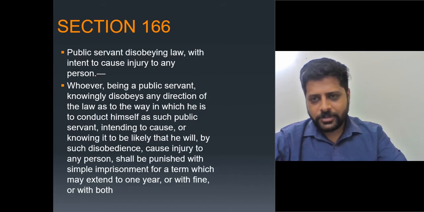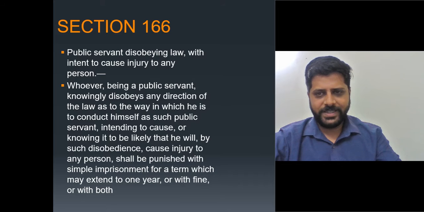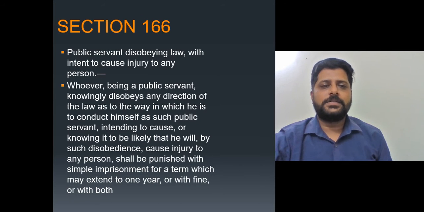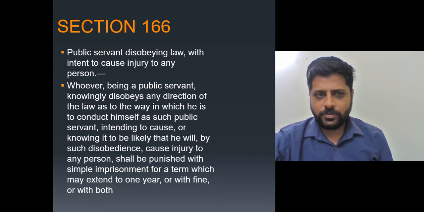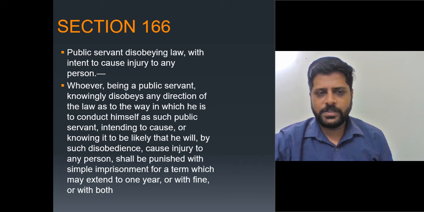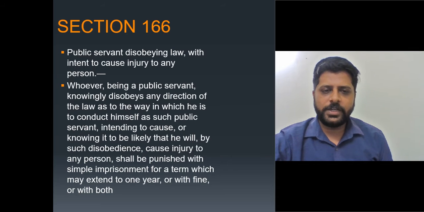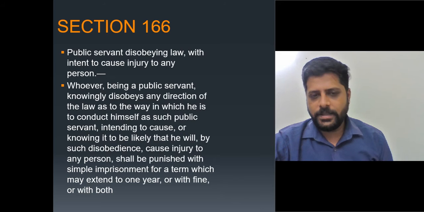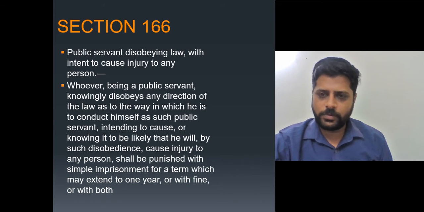Offences relating to public servants start from section 150 to section 166. Section 166 says that a public servant disobeying law with intent to cause injury to any person. It says that whoever, being a public servant, knowingly disobeys any direction of the law as to the way in which he is to conduct himself as such public servant, intending to cause or knowing it to be likely that he will by that disobedience cause injury to any person, shall be punished with simple imprisonment for a term which may extend to 1 year, or fine, or both.